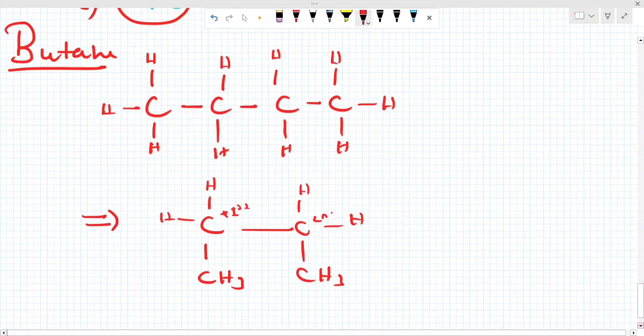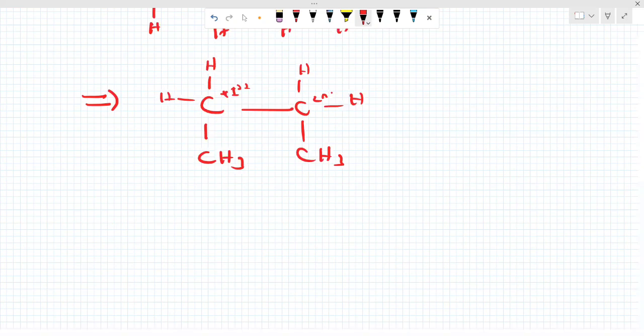Okay, listen. Already I discussed the conversion, how to convert Newman to Sawhorse to Fischer. I already discussed it. I have one playlist on my YouTube channel. Go and check the stereochemistry playlist. In that playlist I already discussed the Newman projection, Sawhorse projection, and how to convert Newman to Sawhorse. That part I already discussed. I'm going to discuss directly the concept.